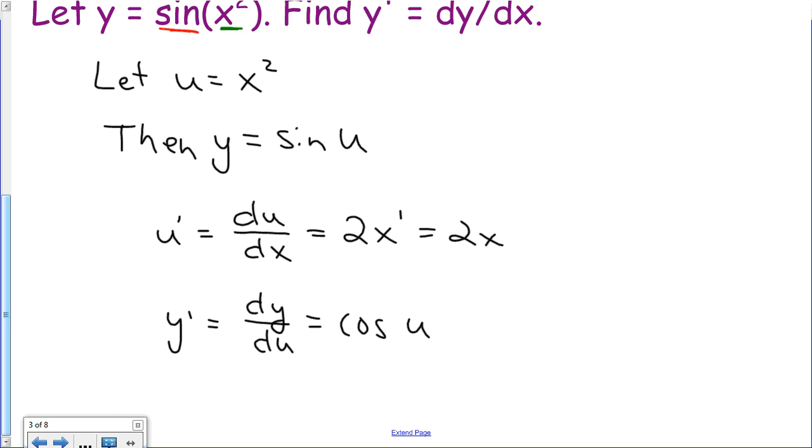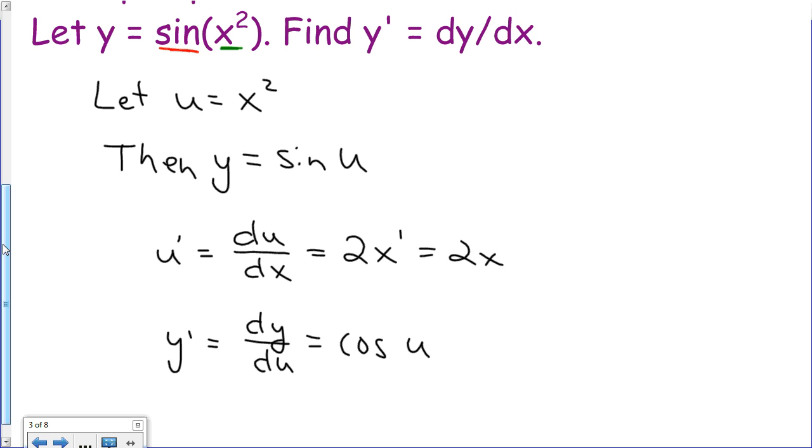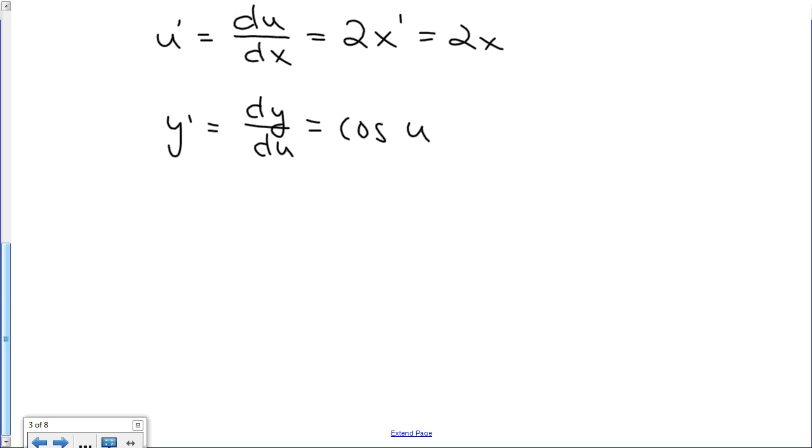Now, I found out what du dx is, and I found out what dy du is equal to, but the whole question was to find dy dx. So I did some work here, but I still haven't answered the question. What is dy dx equal to? Well, let's explore this a little bit more closely, what exactly dy dx is.